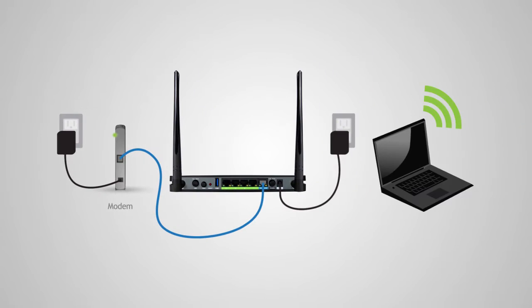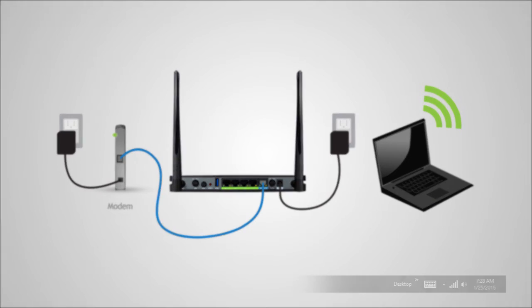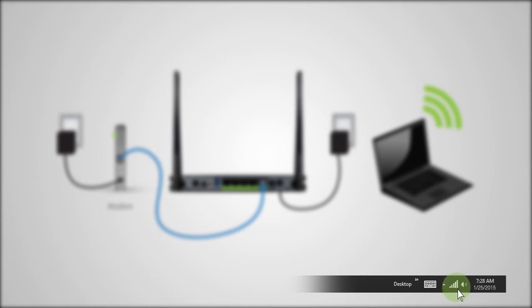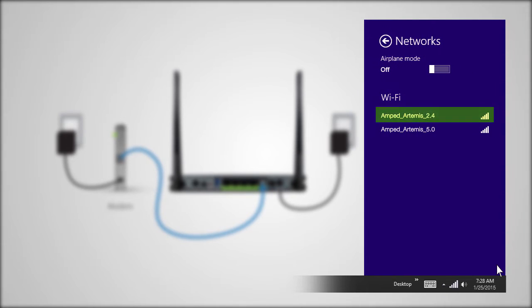Next, let's connect your computer to the router. Scan for the router's Wi-Fi networks on your computer. They're named Amped ARTEMIS 2.4 and Amped ARTEMIS 5.0. Select one of these networks and use the security key, wireless, to connect.